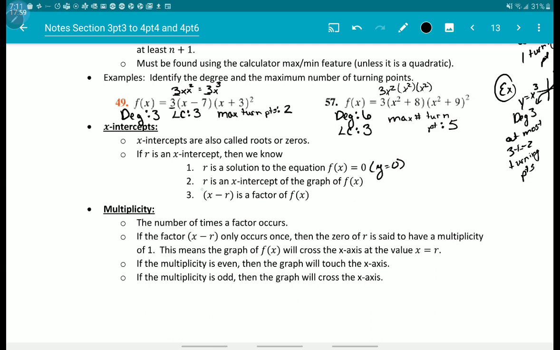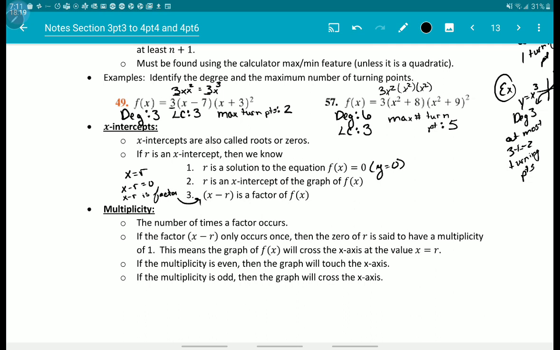And what that means is that r is an x-intercept of that graph, f of x. So then, if x is equal to r, then we can move this r to the other side, which means that x minus r is a factor, which is what that's saying.